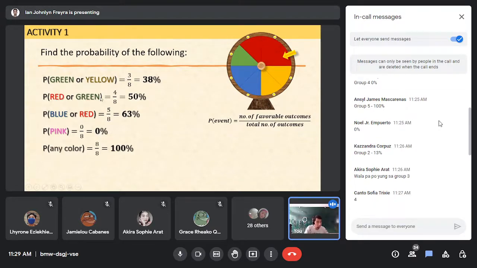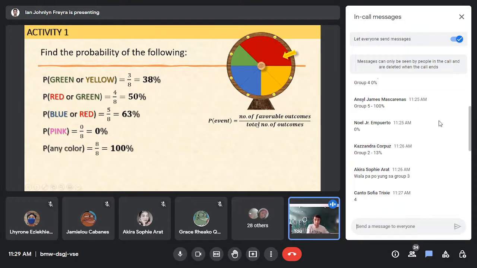Red or green? How many are red? We have 3. And then plus 1 yung green. So 4 over 8, that's 50%. Blue or red? We have 2 blues and 3 reds. So 5 over 8, that's 63%. Then ito, wala naman pink, kaya 0%. Any color? Siyempre, 100% ang chance mo to win.